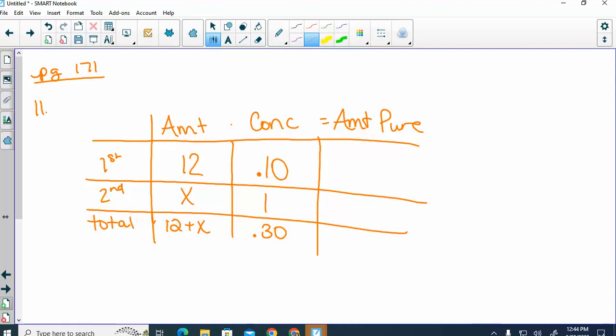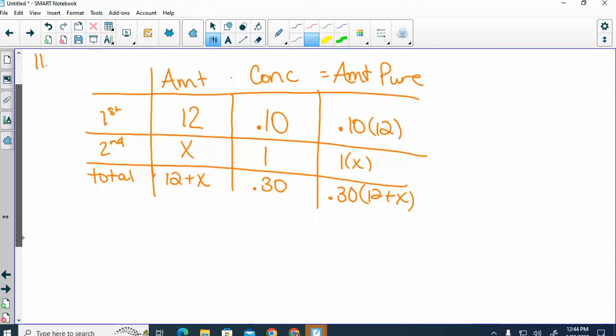So we're doing the 0.1 times 12, 1 times X, 0.3 times the 12 plus X. And you could go ahead and multiply those. I'm just writing it out to show you what I'm doing. And once we get to that point, our equation should write itself.